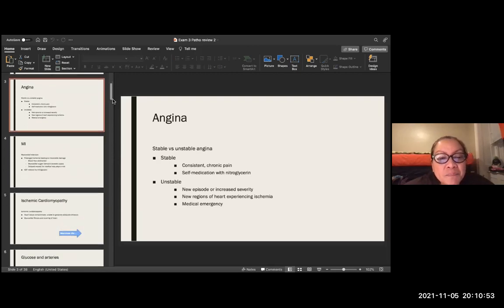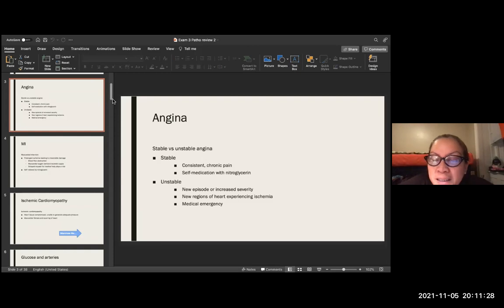So angina, oh here it is. So it's consistent. When you say consistent, it means the same wave, same height, same wave, consistent. Start medication with nitroglycerin. Nitroglycerin is a sublingual drug, cardiac drugs, okay? The unstable is no episode or increased severity. So when you say increased severity, first it will start small, and then going up, the severity is increasing.